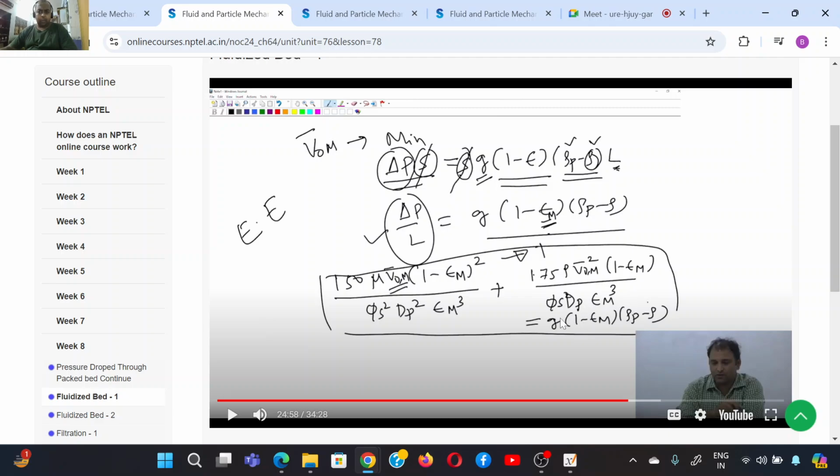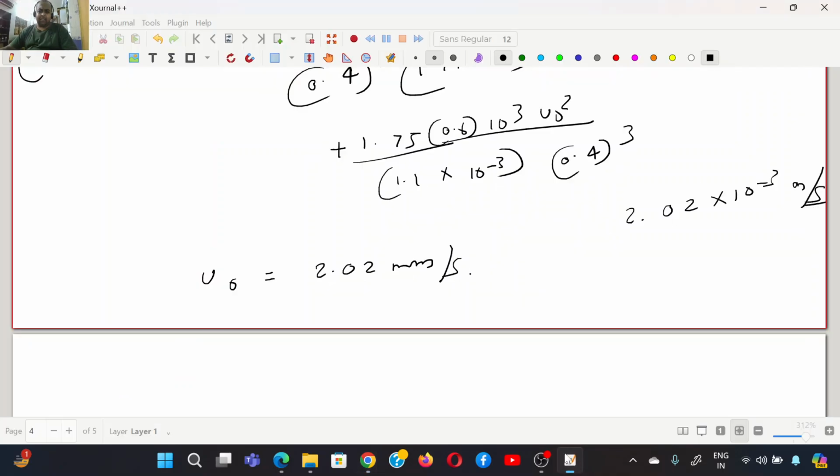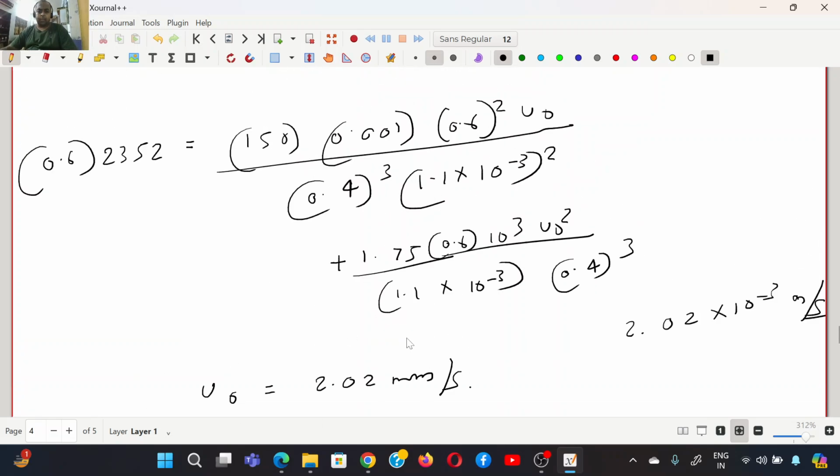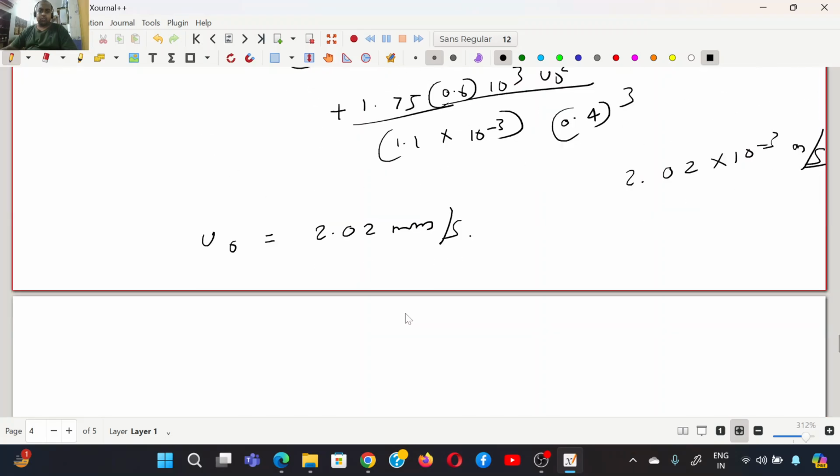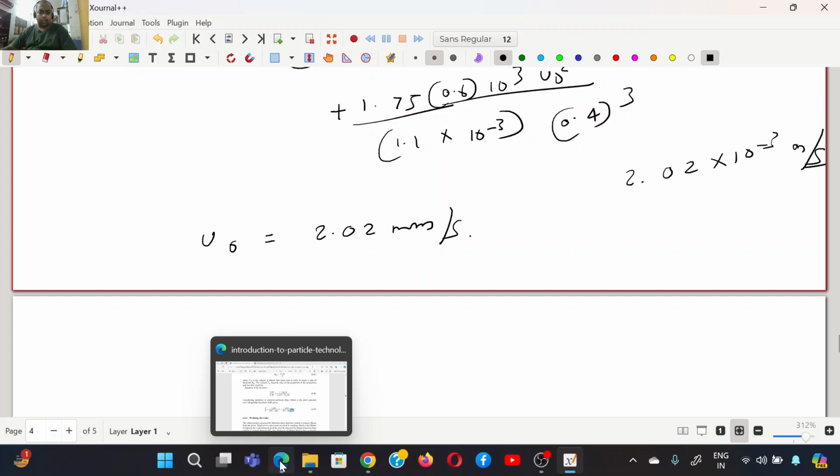We have neglected this part, the second part. We have taken only the Kozeny-Carman part. Even if you take the second part, it will be almost similar only. And anyway, if you check it back, it also will be very small. So you can make this assumption. So all questions are done, right?